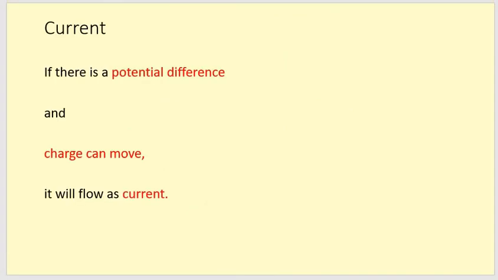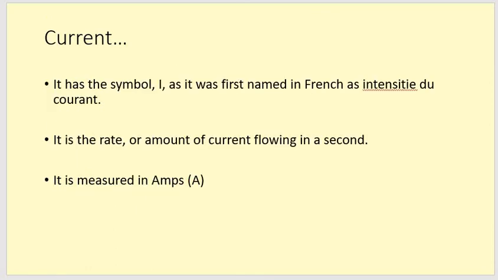Now, current. If you have a potential difference and charge can move, so not just one of them, but both of those, it's an and, then the charge will move as a current. So current is simply a moving charge when there is a potential difference. It has the symbol I, which seems a bit weird because it's current, but it was first named in French as the intensité du courant, and the first letter of that is the letter I, hence the symbol being an I.